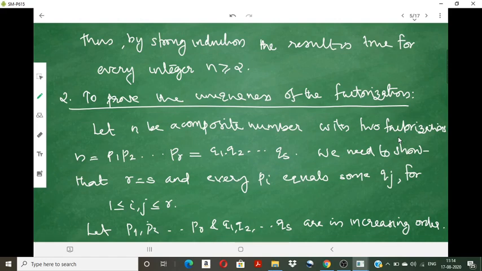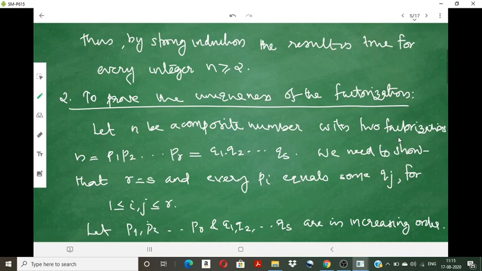So we need to show that these two expressions have the same number of primes. That is, r must be equal to s. And one more thing we need to show is that p1, p2, etc., pr, and q1, q2, etc., qs are the same in some order, isn't it? That means p1 may be equal to some qk and p2 may be equal to some other q, like that. Okay, so these two things we have to prove now.